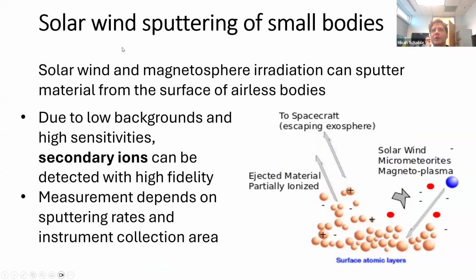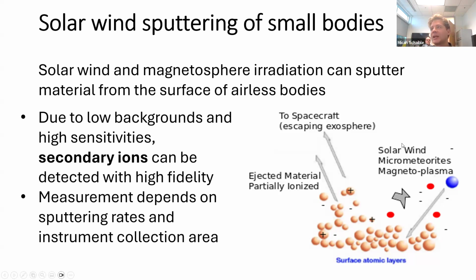Solar wind interacts with airless bodies, small bodies throughout the solar system. Any body that doesn't have an appreciable atmosphere or magnetosphere to deflect the incoming solar wind ions is susceptible to sputtering from both solar wind and magnetospheric ion radiation of their surfaces.